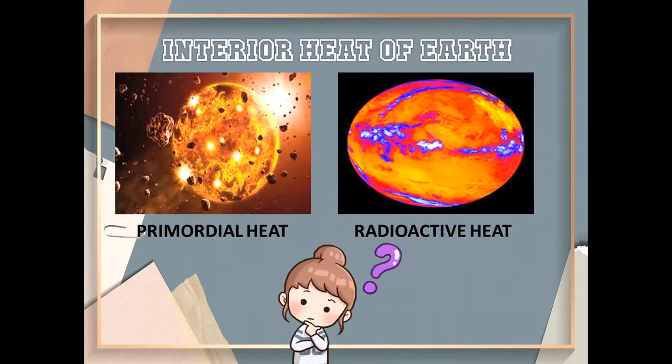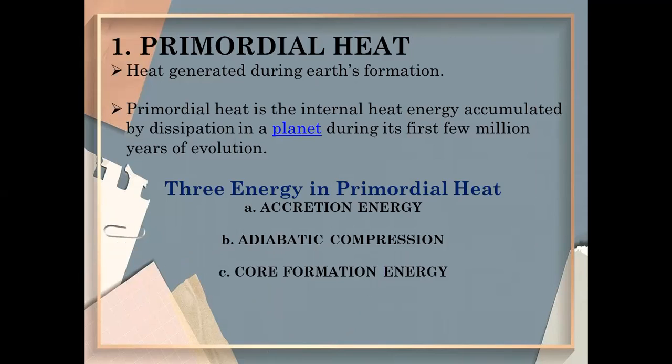So in these processes, we use the interior heat of the Earth. So we have primordial and radioactive heat. So what is primordial heat? It is heat generated during Earth's formation.